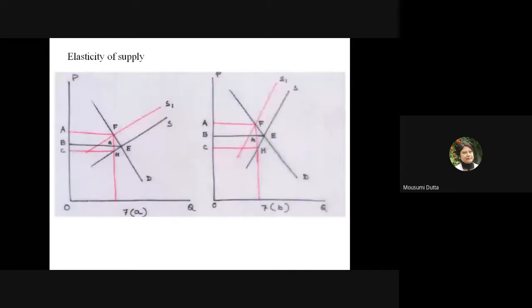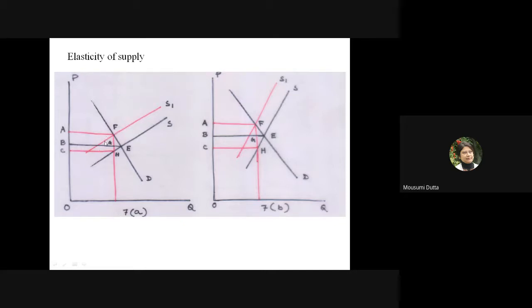Okay, so let's first have a glance at this set of diagrams. If I consider the first and the second diagram, we kept the demand curve more or less the same. The supply S is quite elastic compared to this S in the second diagram. So in the first diagram, the supply curve is a bit elastic compared to the second one.